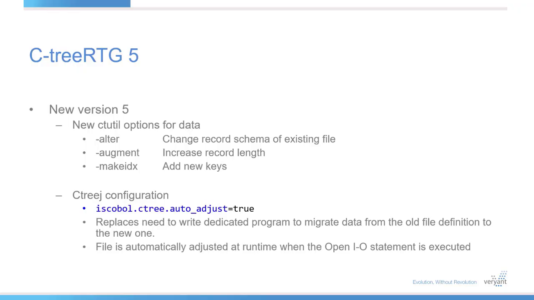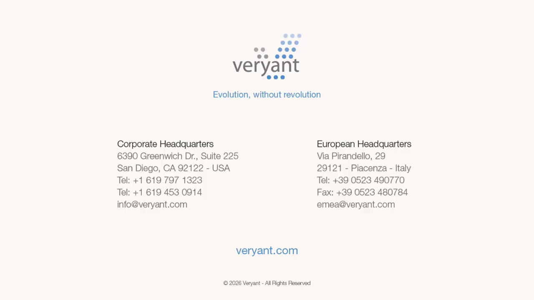And if you want to modify the file without using CTUtil, you can just write the changes that you want into your SELECT and FD statements, recompile, and run with c-tree auto adjust set to true. And it will automatically adjust your c-tree file. No custom data migration is needed.